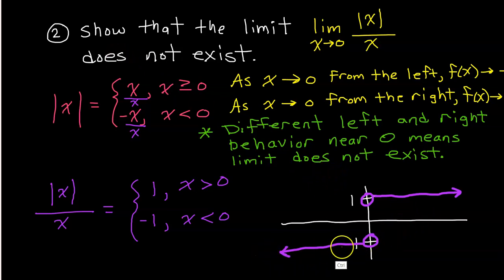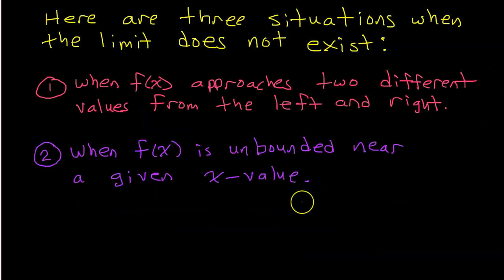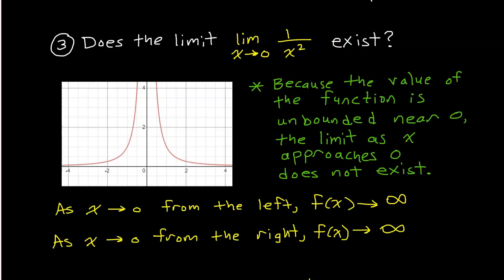From the left, the function was at -1. From the right, the function was at +1. That's 2 different values, so the limit did not exist. A second situation is when f of x is unbounded near a given value of x. That's what we saw in example 3. As x values approached 0, the value of the function approached infinity from the left and from the right. That is unbounded. It's approaching infinity. That's not allowed when you're talking about a limit. So a limit like that does not exist.